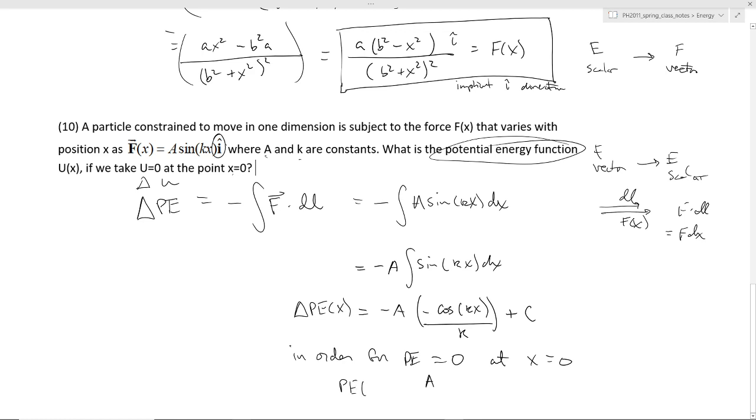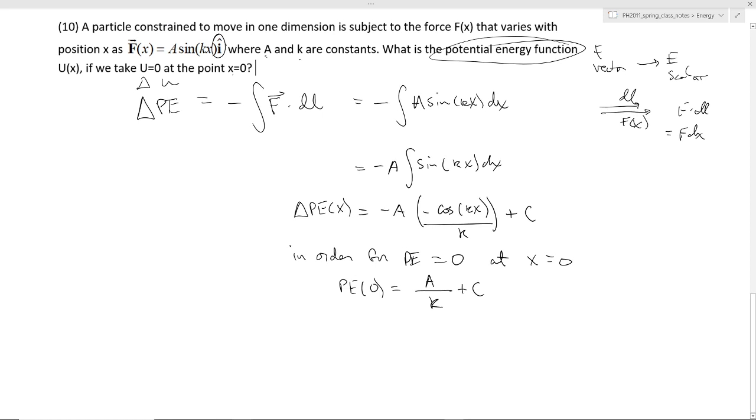So this would become a over k plus c. So let me put it like this. Potential energy of 0 is going to equal a over k. So this cosine kx, cosine of 0, would become 1. The negative a times negative, so that negative will cancel. We'll have a over k plus c. So if we want this whole thing to be 0, that means that this constant is going to have to be negative a over k. Okay. And so our complete potential energy function would be a cosine kx over k minus a over k.